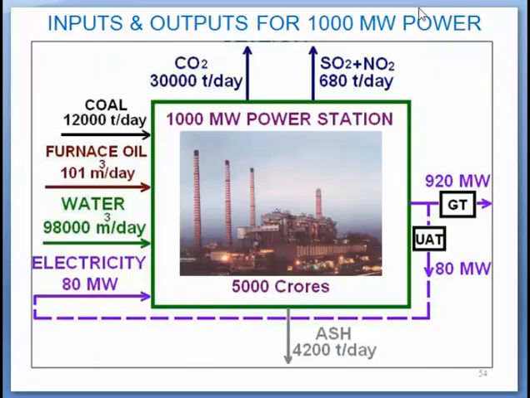For developing an understanding, we will see here the inputs and outputs which are required for a 100 megawatt power generating unit. So per day roughly 12,000 tons of coal is required. The furnace oil required is 101 meter cube per day. These are rough data basically. Many things vary, like the coal consumption depends upon the quality of the coal and your operation procedure, how you are operating the plant.